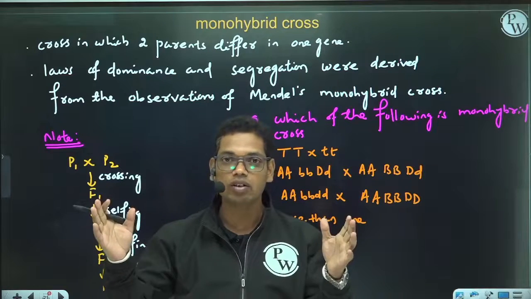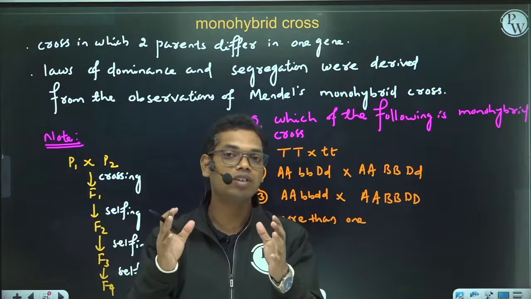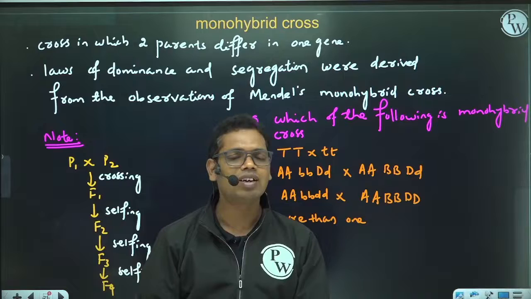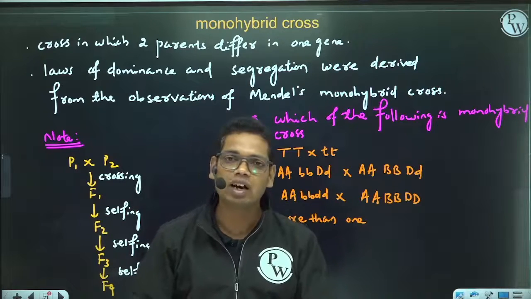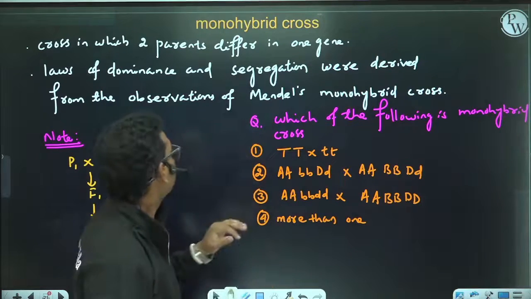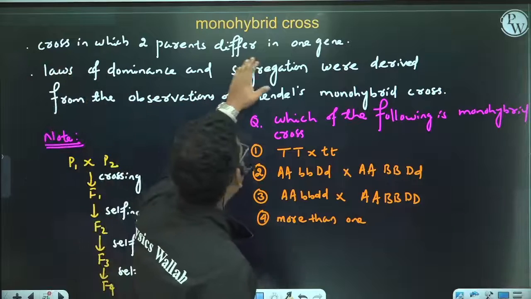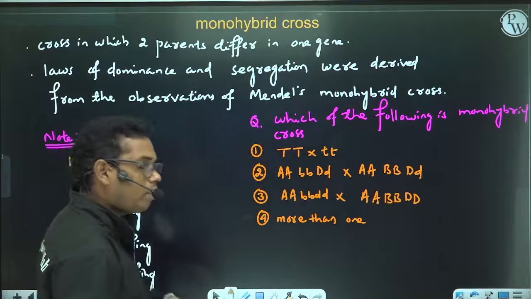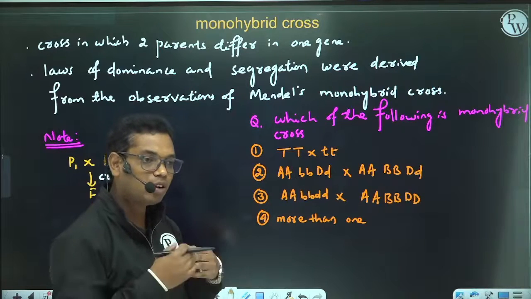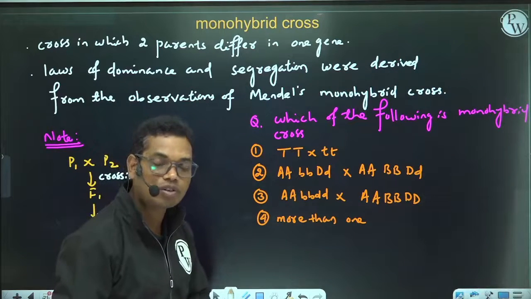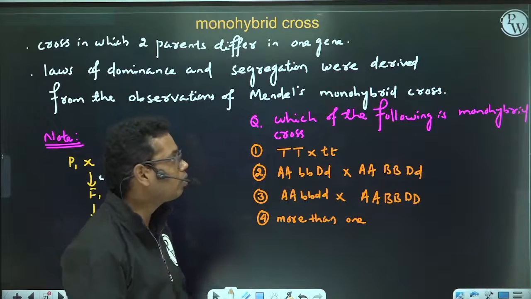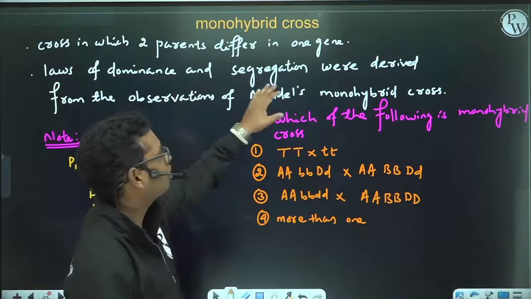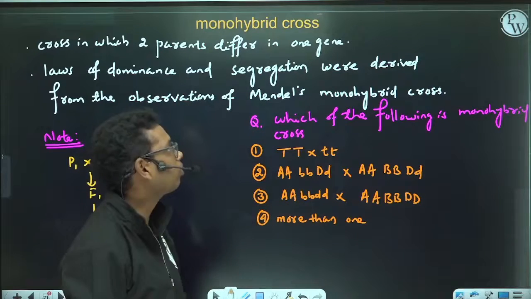If the two parents used in the cross differ in two gene pairs, that will be called a dihybrid cross. If they differ in three gene pairs, that will be called a trihybrid cross. So the cross in which two parents differ in one gene pair is called a monohybrid cross. And when Mendel performed the monohybrid cross, from its observations he proposed two laws. One was the law of dominance and the second was the law of segregation.